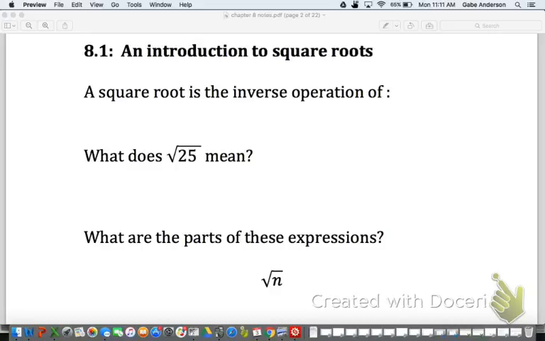So a square root is the inverse operation of what? Squaring, yeah, squared or squaring. There we go. So if you square something, then to undo that, you would take the square root of the result. Do you guys know what that symbol means? How would you read that? Square root of 25. And the answer to this one would be 5.